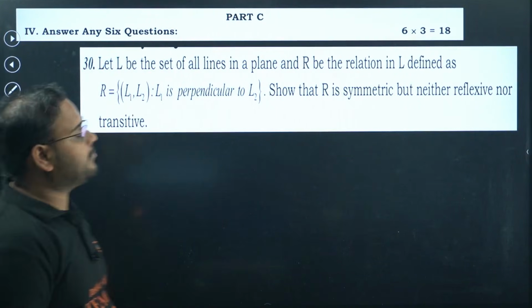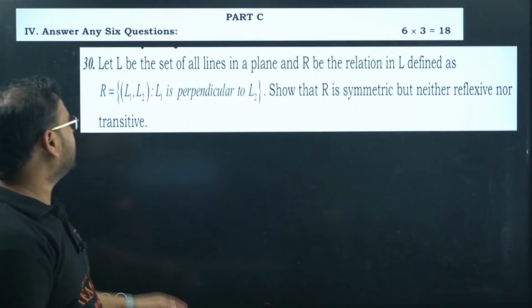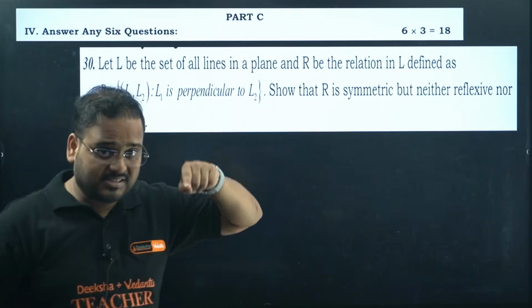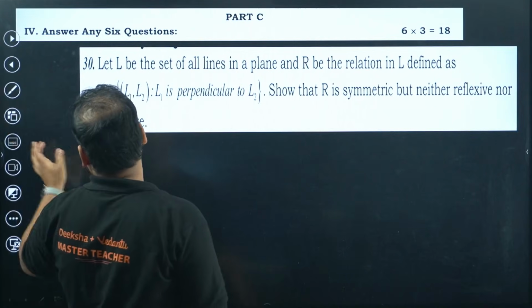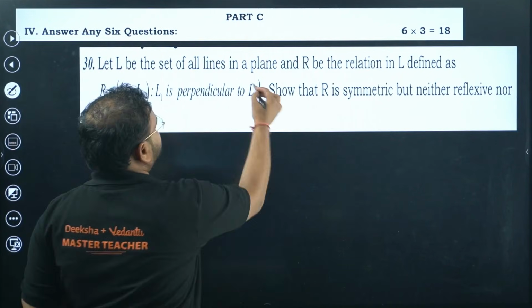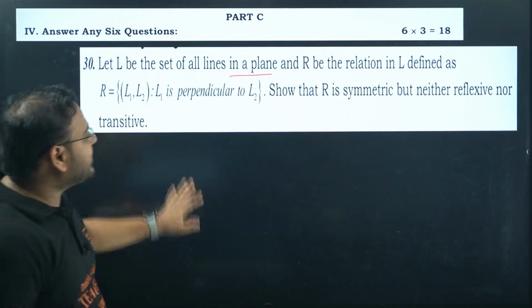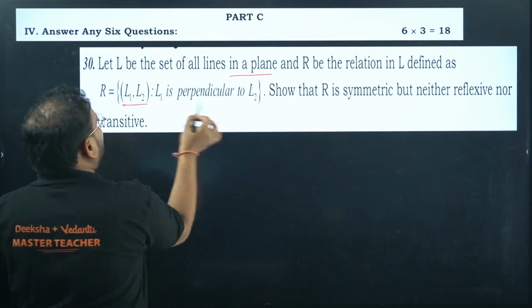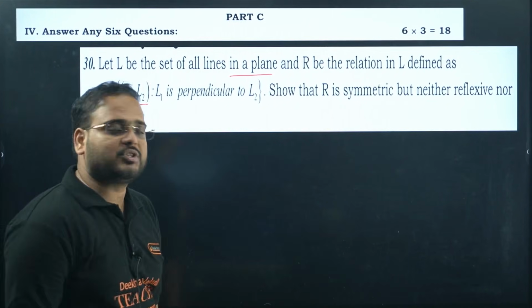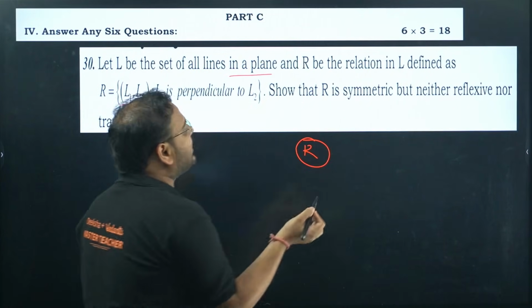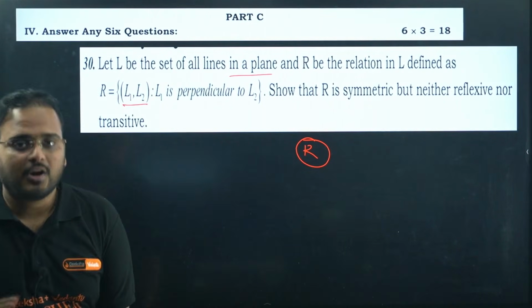Okay, part 3, a 3 marker. A very simple 3 marker. Let L be the set of all lines in a plane, in the same plane. Don't forget it is in the same plane. And R be the relation in L defined as the ordered pair L1, L2 are perpendicular to each other. We are looking to prove that R is symmetric but not reflexive, not transitive.